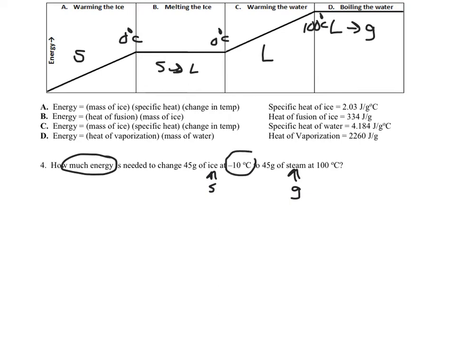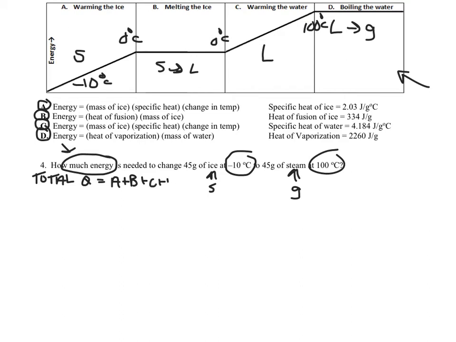So if this ice starts at negative 10, that must be somewhere in box A. And when it ends up at 100 degrees as steam, it must be somewhere in box D. So what does that mean? It means that all 4 steps are going to be included in order to find the total energy. So in order to find the total energy, and energy, remember, is Q, so the total Q is going to have to be equal to A plus B plus C plus D.